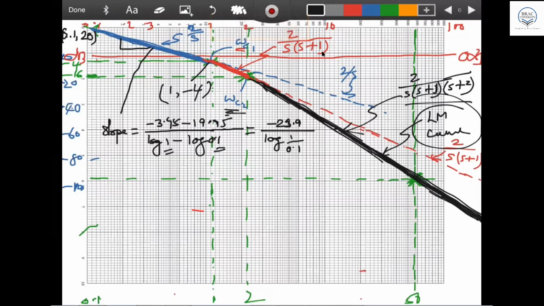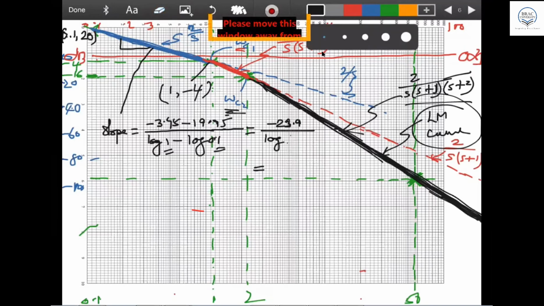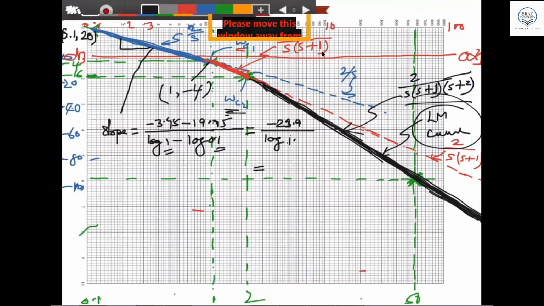Okay, if it is something like that, then what we get here is log 1 by 0.1, which means we can say 10, isn't it? 1 by 0.1 is 10, right? 1 or 10? 10. Should I write 1 here? Why did you say 1?